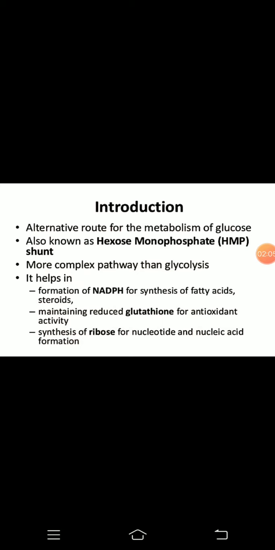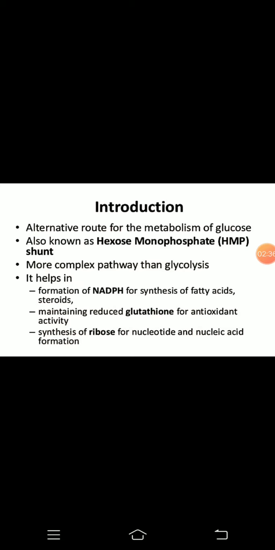So what different products are formed here? The formation of the NADPH molecule occurs, first point, very important, and further this NADPH is utilized for the synthesis of fatty acids and steroids. Second, in this pathway the biosynthesis of ribose sugar is also done, and further this pentose sugar or ribose sugar will be utilized for the biosynthesis of nucleic acids like DNA and RNA.